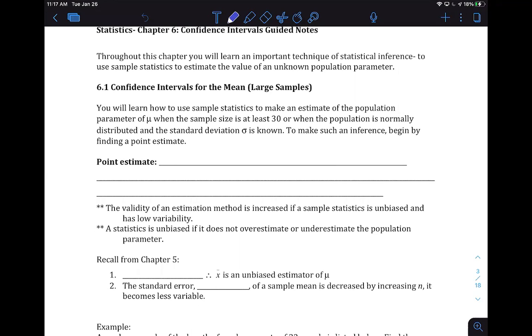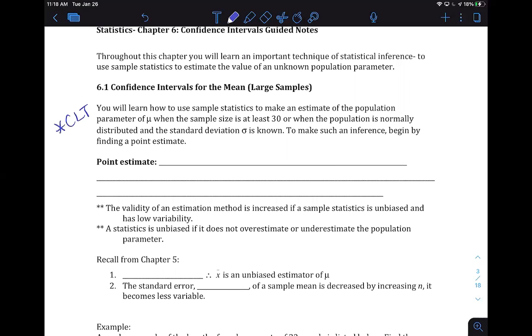We're going to learn how to use sample statistics to make an estimate of the population parameter for the mean when the sample size is at least 30, or when the population is normally distributed and the standard deviation is known. So it's kind of the same thing as our central limit theorem from our previous unit. Okay. So that's what this is basically saying.